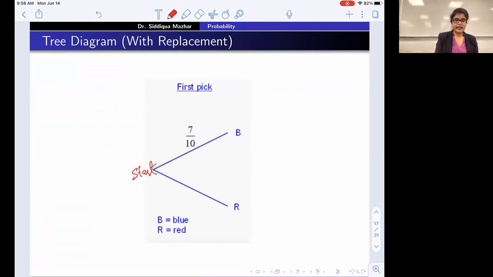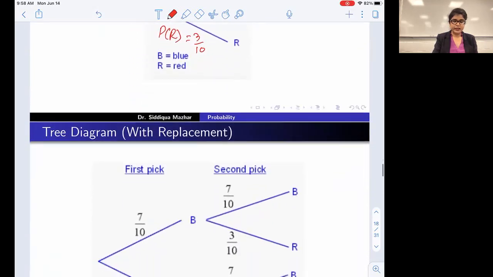So let's say if she selects a blue sweet, what will be the probability in the first trial, the probability of a blue sweet? 7 out of 10. If she finds a red sweet, how many red sweets do we have? 3 out of 10. So this is my first experiment. I did my first experiment. Let's go for the second experiment and see how we can make a tree.